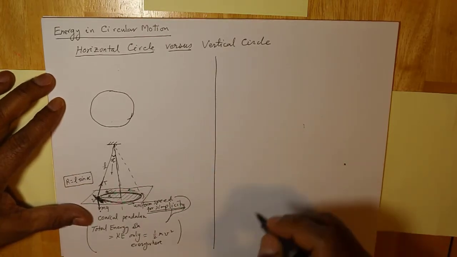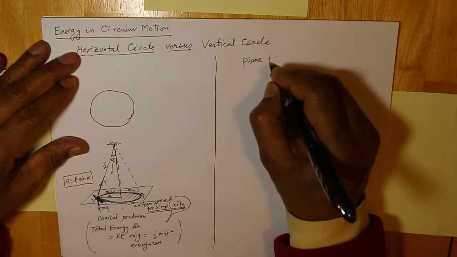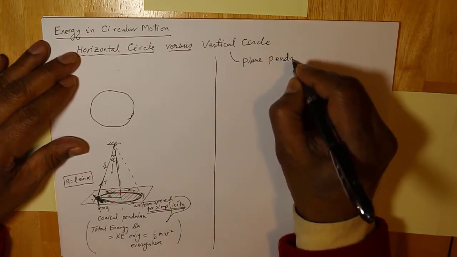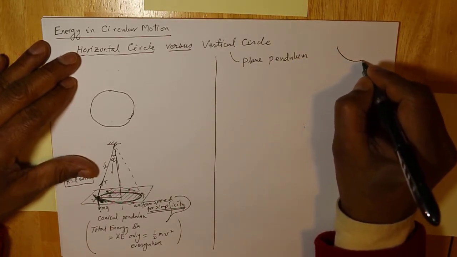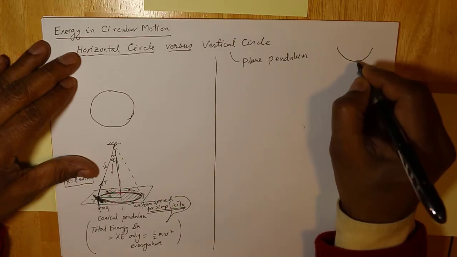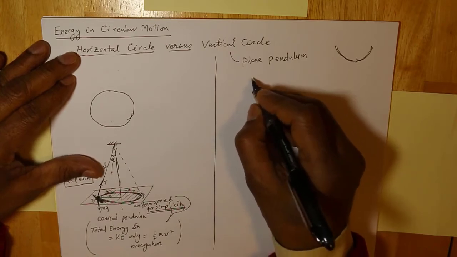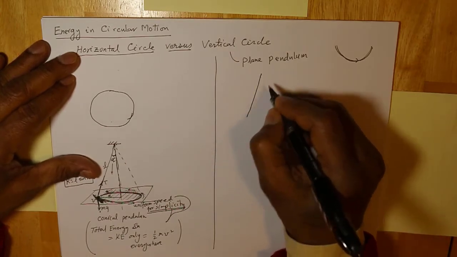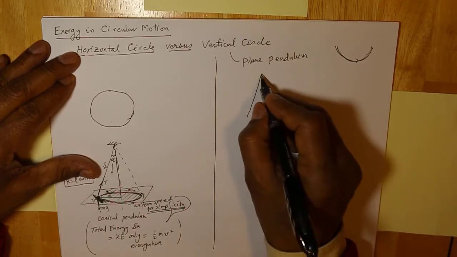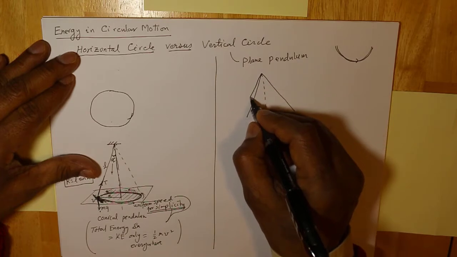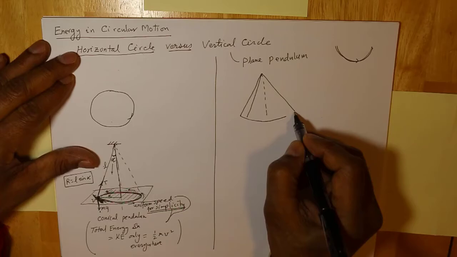Well, vertical circle, a prime example is the plane pendulum. Or you can have airplanes making a vertical circle like that, airplane coming down and pulling up. Plane pendulum is a simple enough system, and so let's look at it. I didn't draw it fully, so let's draw a little bit better diagram like that.